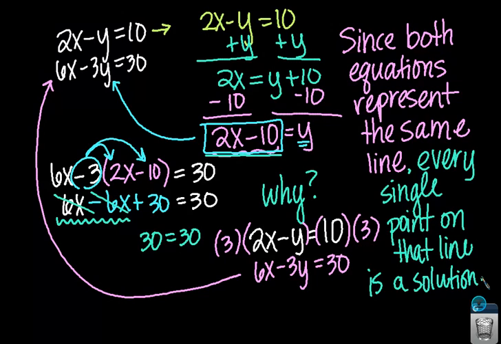And since there is no limit to the number of points that are contained in a line, there are infinitely many solutions. So we solved this correctly. We used substitution, we isolated y, plugged it into the other equation for y, and then continued to solve. Our variables canceled out and left us with a true statement of equality. So the solution is there are infinitely many solutions.